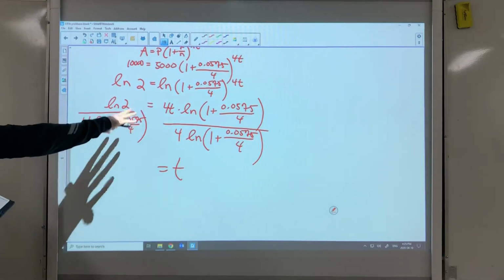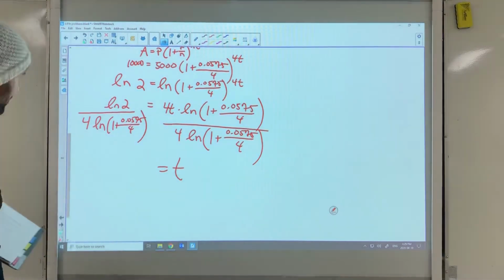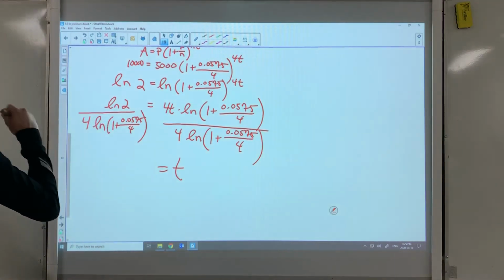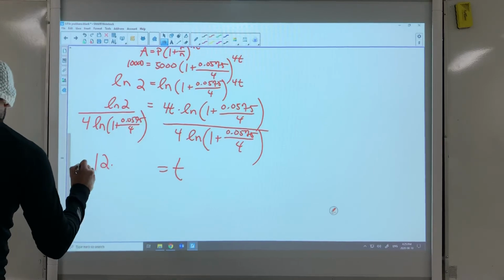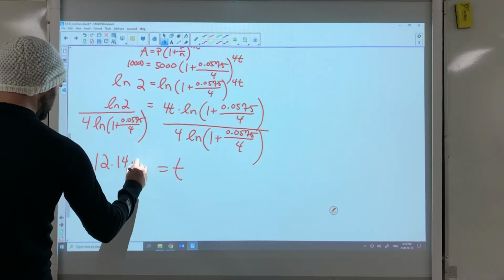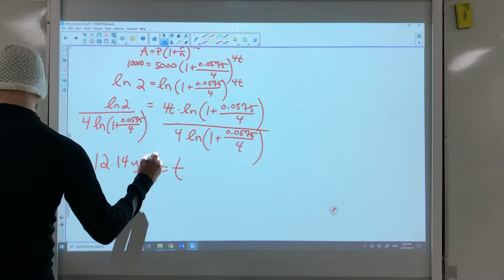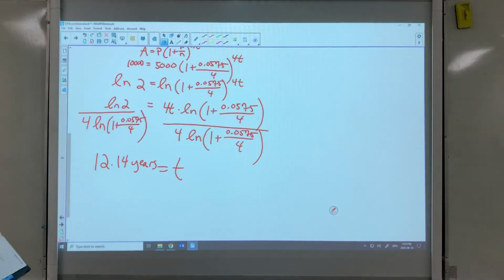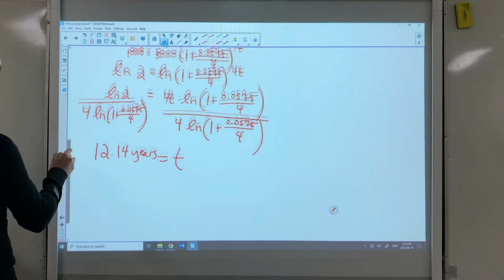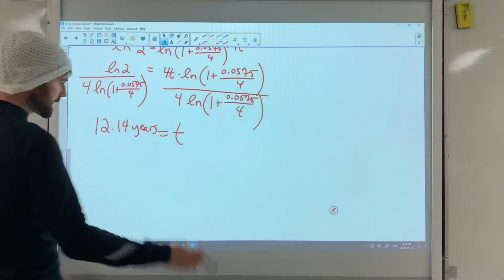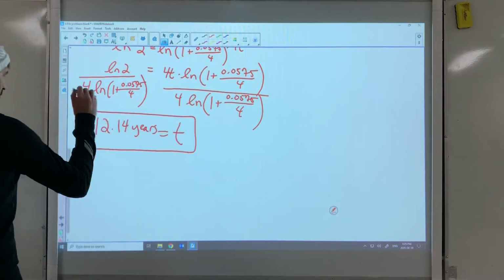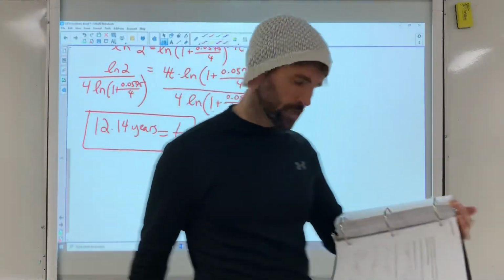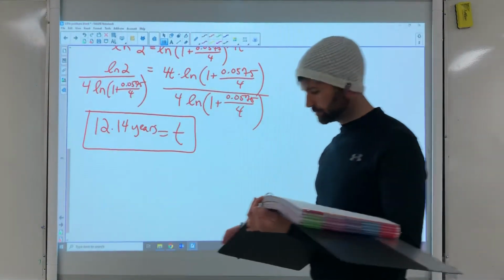So if you type this in on your calculator, be very careful when you do it. Make sure you use brackets. You're going to get 12.14 years. Now, I don't remember if the question gave a time frame, like how many decimals to round to. On the exam, they say round to 3 decimals unless otherwise noted. Unfortunately, I didn't do that in my notes. But anyways, that's how you would do that question.